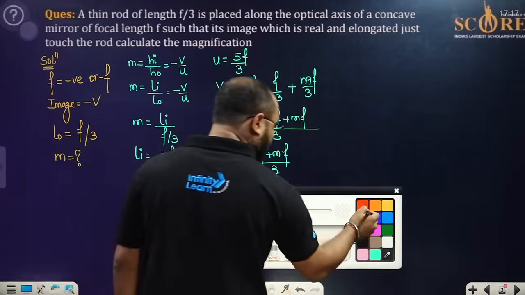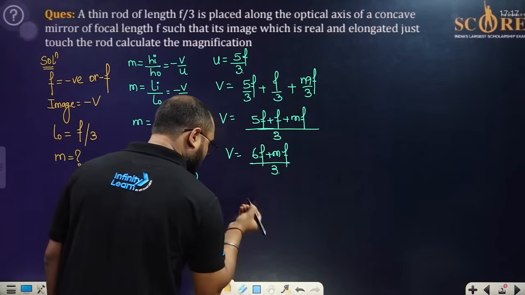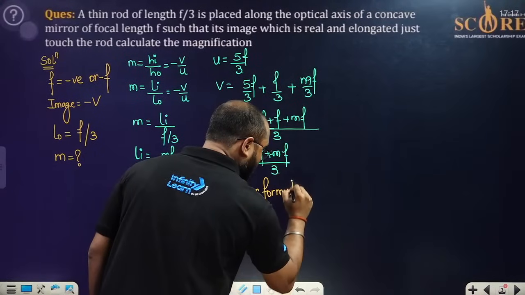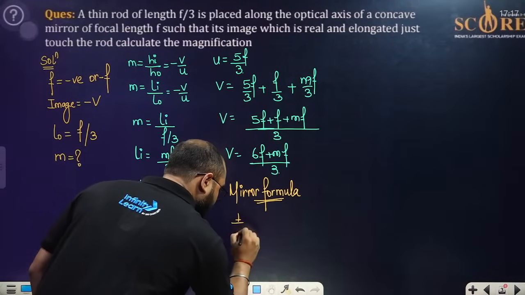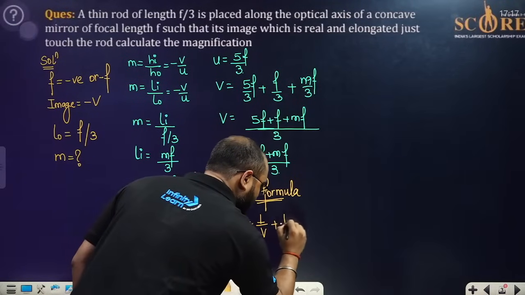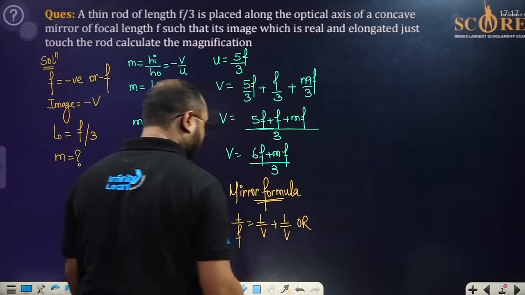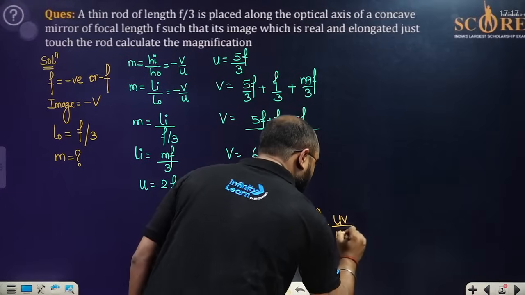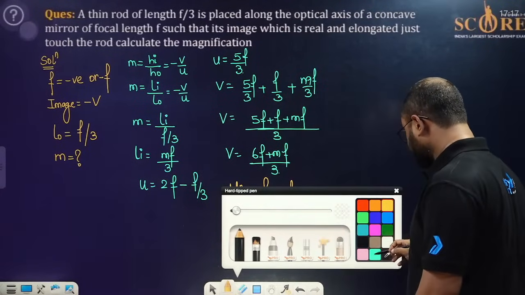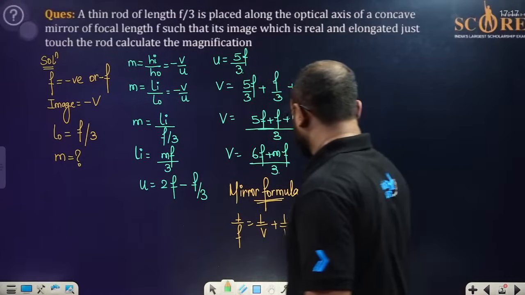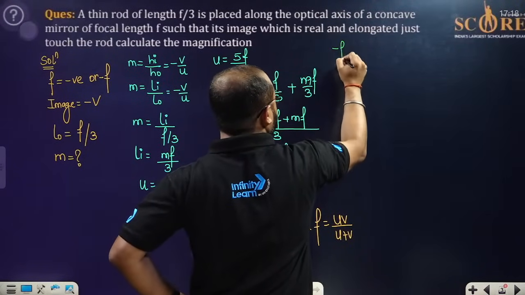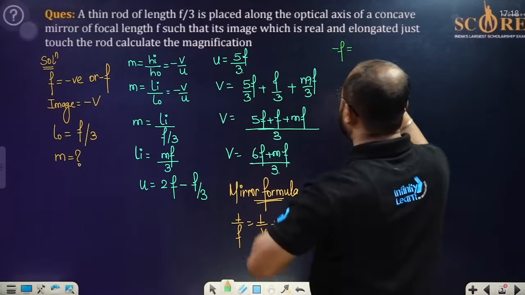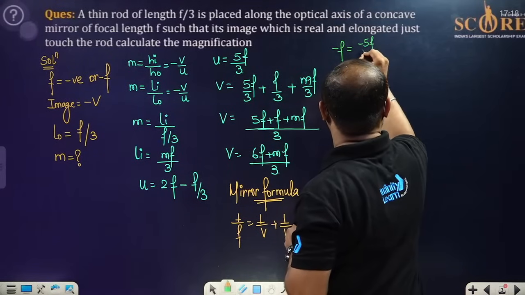Now we will be using the mirror formula. We all know the mirror formula: 1 by f will be equal to 1 by v plus 1 by u. Either you can use this, or if you have a problem solving the fractions, you can use f equals uv divided by (u plus v), whichever you like. As we know, the focal length is going to be negative only, so negative f will be equal to the value of u multiplied by v, where u is negative 5f by 3.